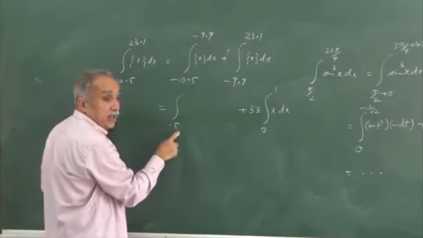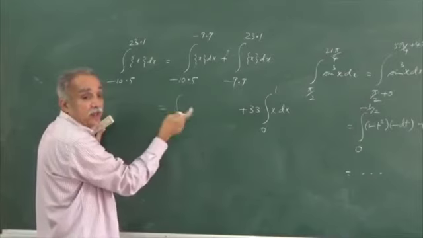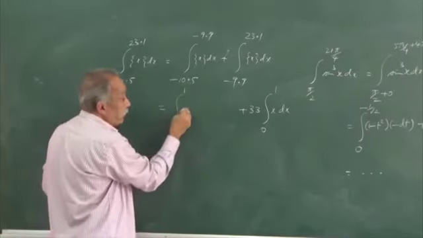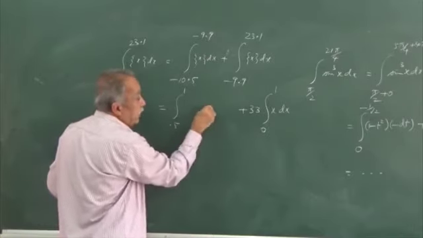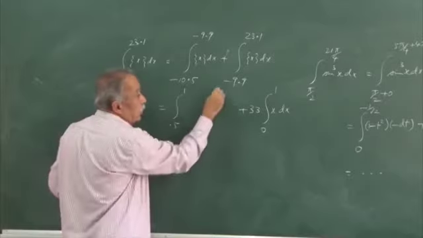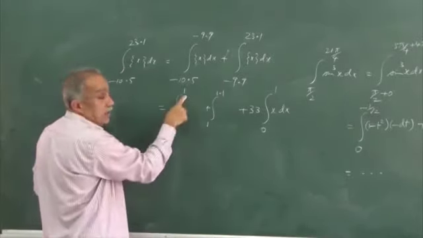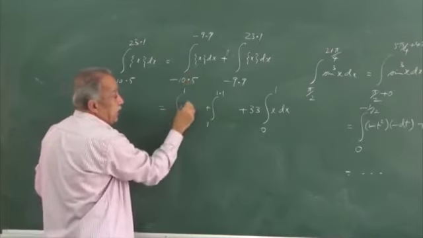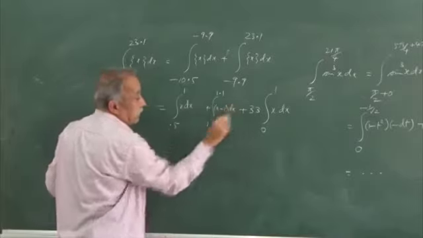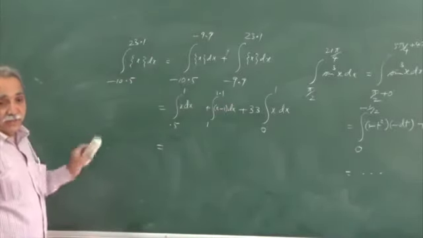So this integral from 0.5 to 1.1, for sake of convenience of calculation, will be broken into two pieces. 0.5 to 1 plus 1 to 1.1. In this interval, the fractional part is simply x, and in this interval, it is x minus 1. Rest is simple.